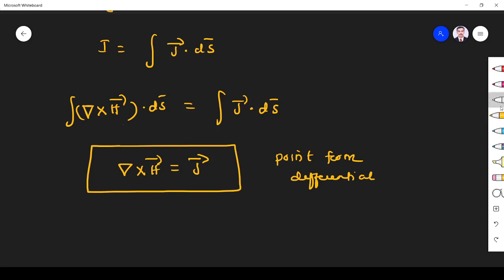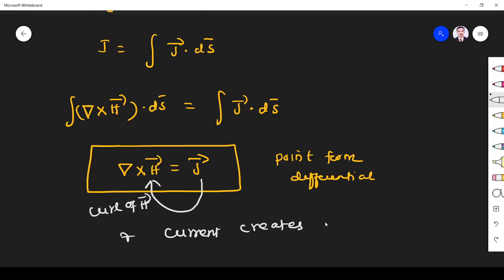Now we can conclude. See, current, on the right hand side, I told you always, is the cause. Current creates, and del cross H is what? Curl of H. H is nothing but our magnetic field. So current creates a rotating magnetic field. That's what we know, right? The magnetic field will rotate. That's what Ampere's circuital law also states. Current creates a rotating magnetic field.